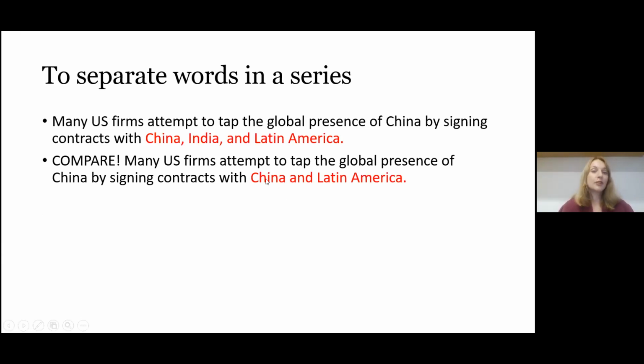So if you have 2 things you are talking about, a list of 2 things, no comma is necessary. But if you have a list of more than 2 things, for example, many US firms attempt to tap the global presence of China by signing contracts with China, India, and Latin America all together. So we have 3 of them, China, India, and Latin America, a comma before and. In the next one, China and Latin America, no comma. So these are basically the main ideas.